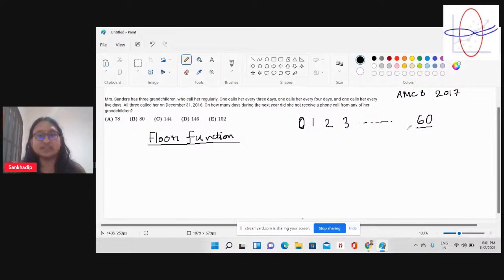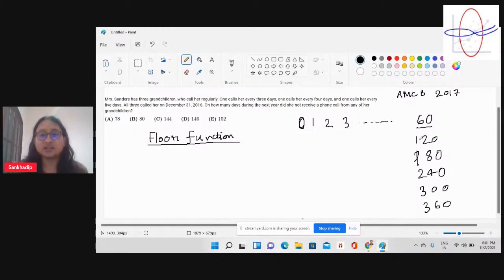So the LCM of 3, 4, and 5, that's 60. So they all call on days 60, 120, then 180, 240, 300, and 360.